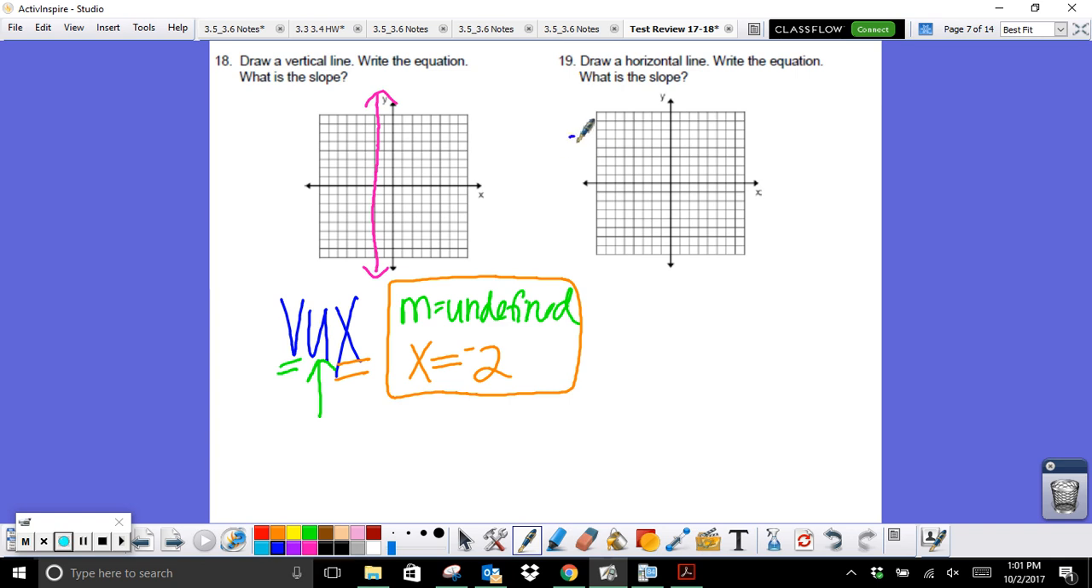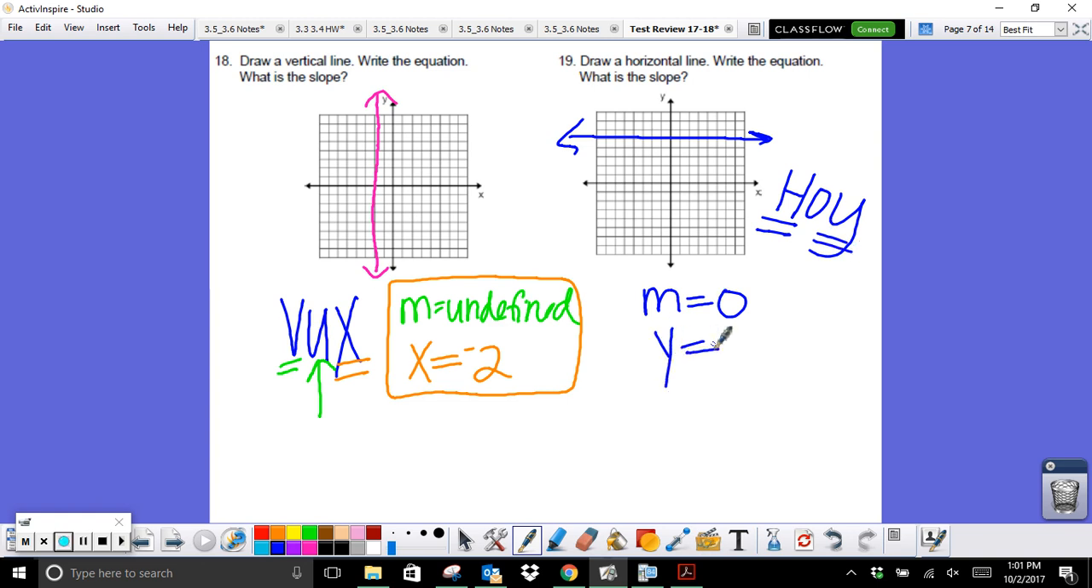19, draw a horizontal line. Okay, so I'll just draw a horizontal line up here. Okay, this is going to make me think HOY, because a horizontal line is going to have a 0 slope. So my slope here is 0. It also means it's going to be y equals. So what does y equal there? It's 1, 2, 3, 4, 5.